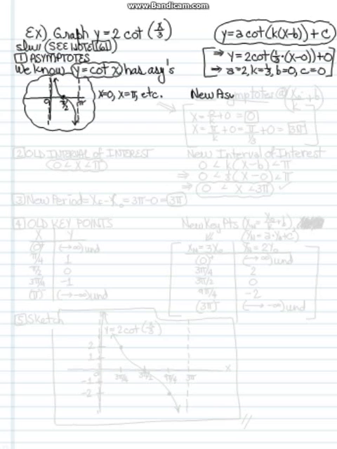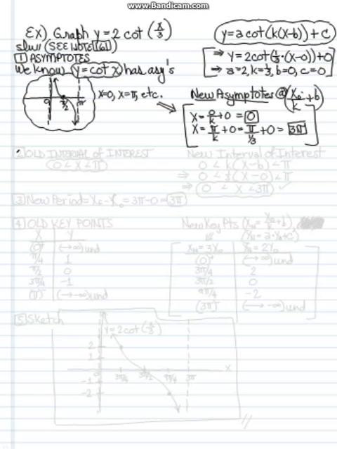So to acquire the new asymptotes, we just take the old asymptotes, divide them by k, and add b. So in this case, the k value is 1/3, which dividing by 1/3 is the same as multiplying by 3. And then we're adding 0 because b is 0. So we get the new asymptotes at x equals 0, and x equals pi divided by 1/3 plus 0. When you divide by 1/3, it's the same as multiplying by 3, so it's 3 pi.